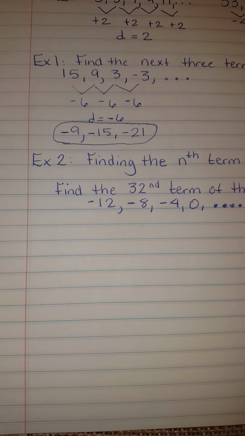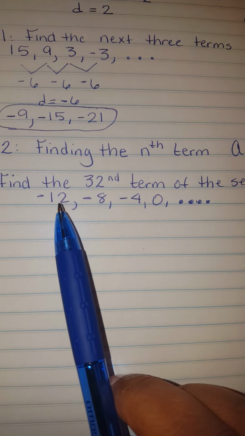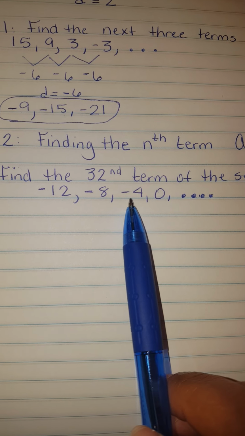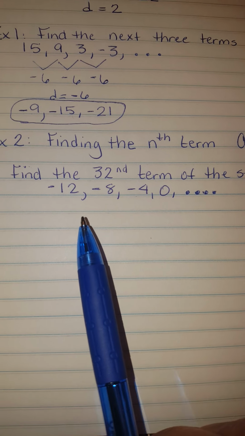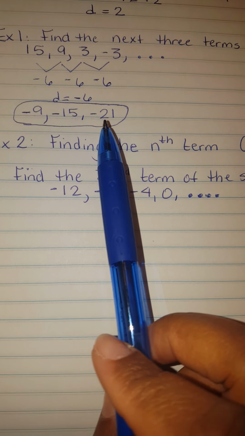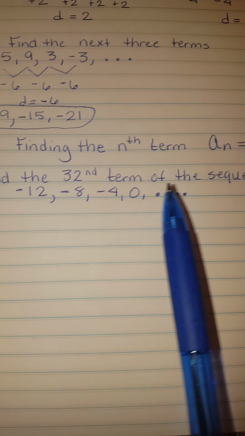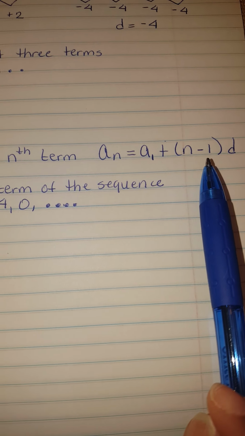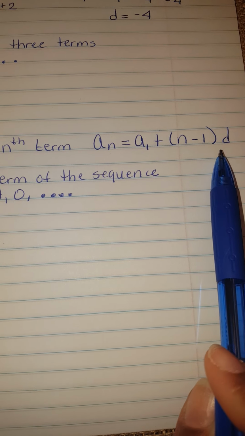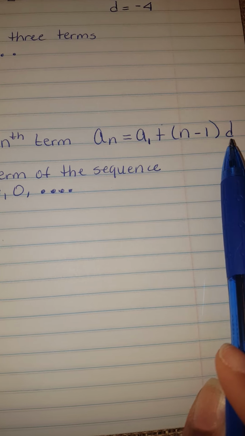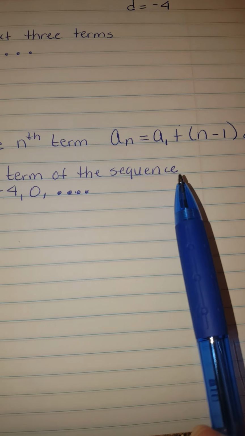Example 2, we're asked to find the 32nd term of the sequence. And our sequence is -12, -8, -4, and 0. And we've got to find the 32nd term. Well, to do that, we're not going to do what we did in the last example, just keep adding the common difference on to the next number. It'll be a little bit easier if we use this equation for finding the nth term. So as long as I know the first number in my sequence and my common difference, I can find that equation. Once I find that equation, I'll plug in whatever term I've been asked to find for my n, and then I'll have my answer.